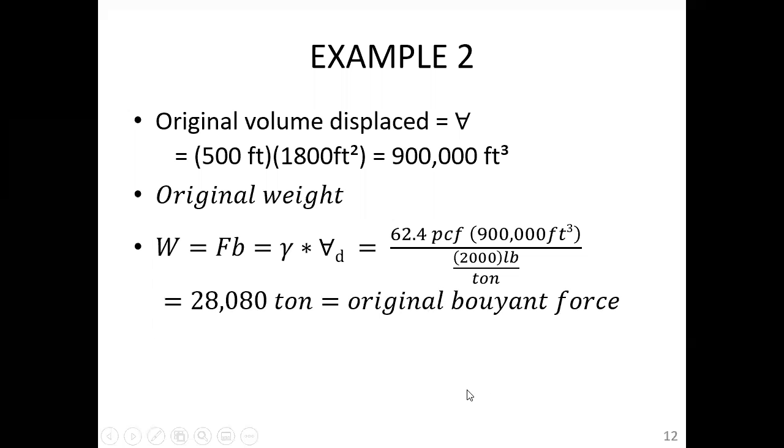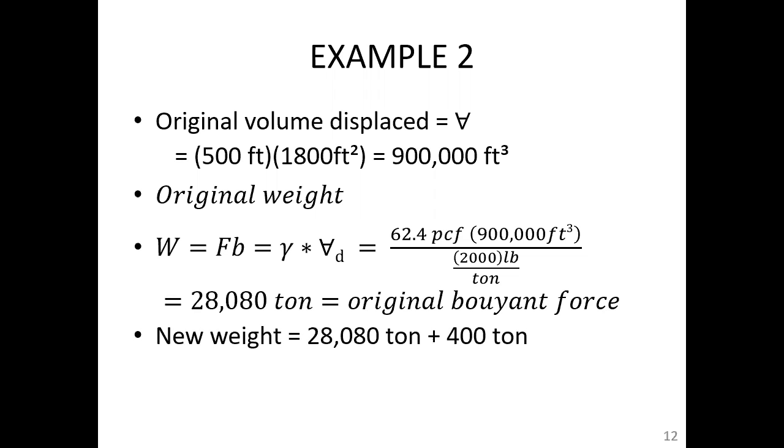So when you do that, what we find is that the original buoyant force and the original weight of the ship is 28,080 tons. And what we're doing is adding 400 tons to it. We could probably add a lot more, but that's what we're adding. When you add the additional 400 tons, you will have a new weight of 28,080 plus 400, or 28,480 tons. That's going to be the weight after you add the 400 tons.